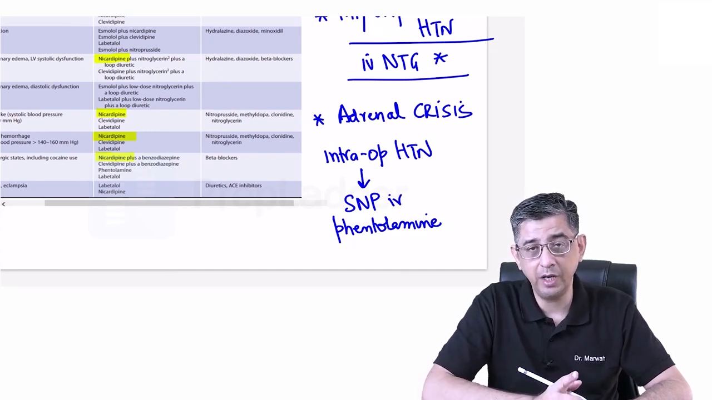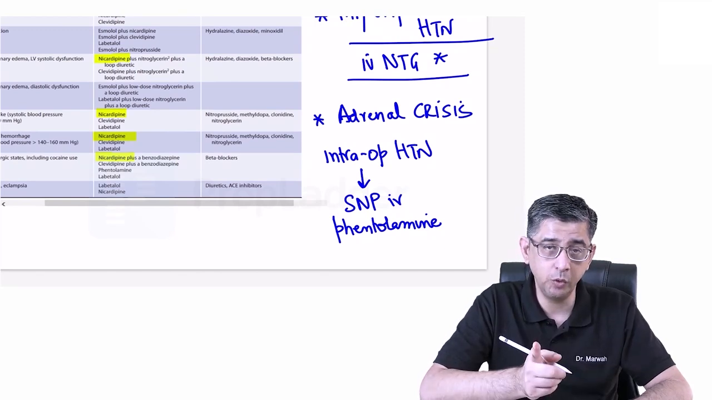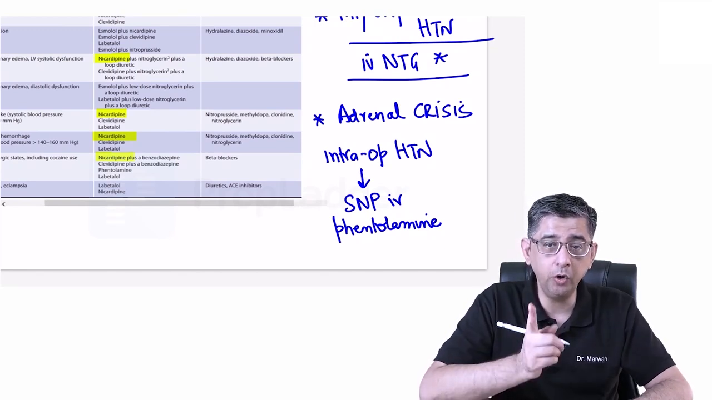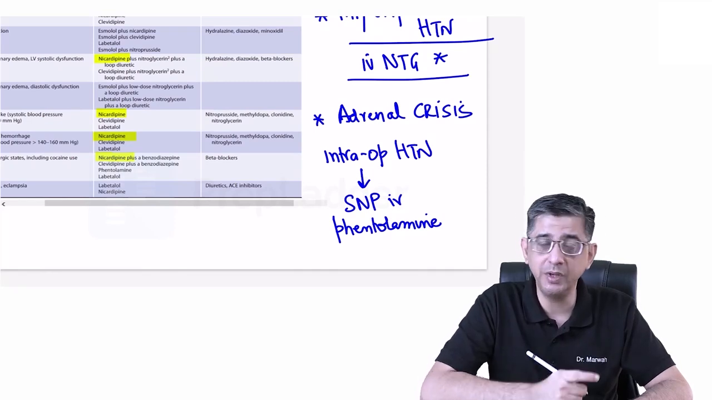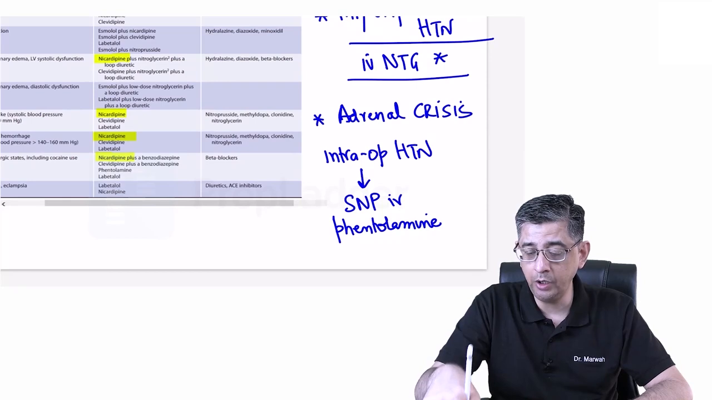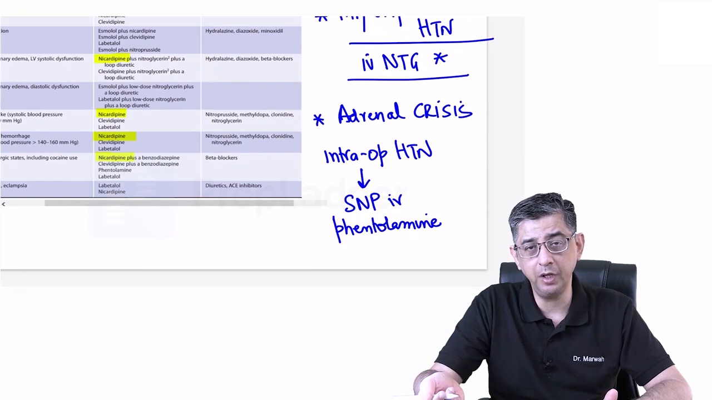So I've expanded your vocabulary by telling you that in pheochromocytoma patients, if it is going to be pre-operative, it's going to be phenoxybenzamine, but if it is going to be an intraoperative hypertensive situation in a patient, then IV sodium nitroprusside can be given.